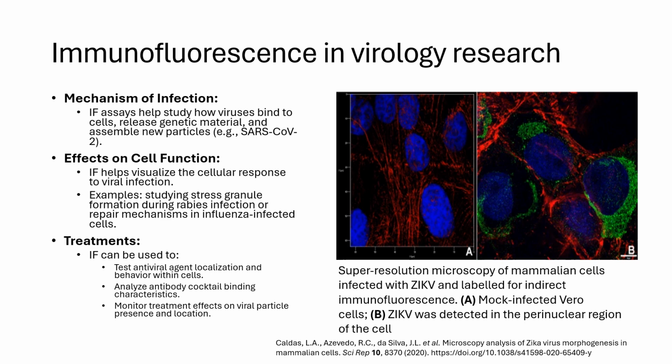Now let us go through a brief overview of how immunofluorescence helps in virology research. It helps study the mechanism of viral infection in cells. Immunofluorescence assays help study how viruses bind to cells, release genetic material, and assemble new particles. Example: to study the mechanism of infection of SARS-CoV-2. It helps study the effects of viral infections on cell function. Immunofluorescence helps visualize the cellular response to viral infection. Examples: it helps study stress granule formation during rabies infection or repair mechanisms in influenza-infected cells.